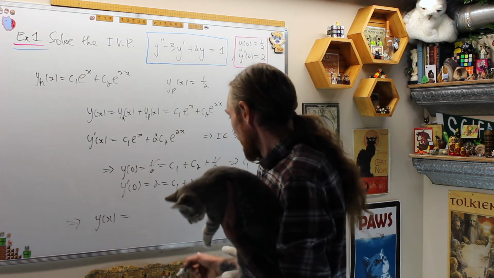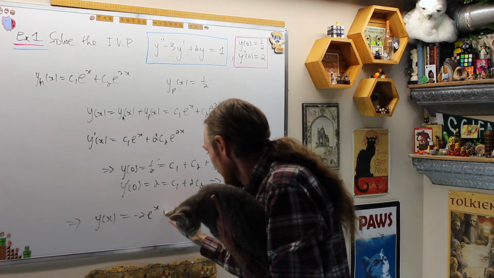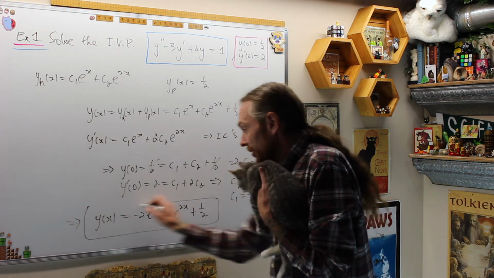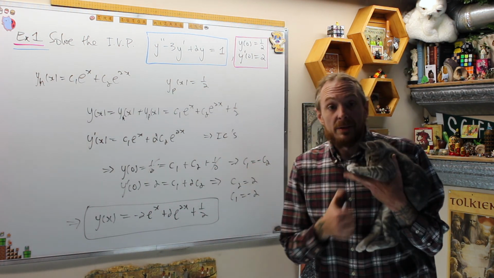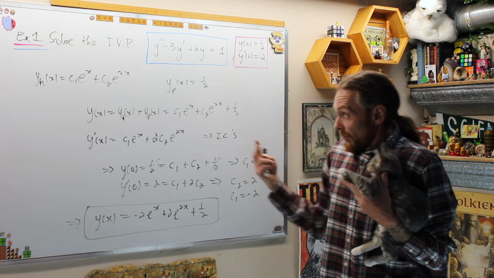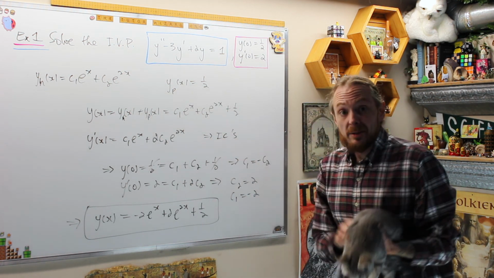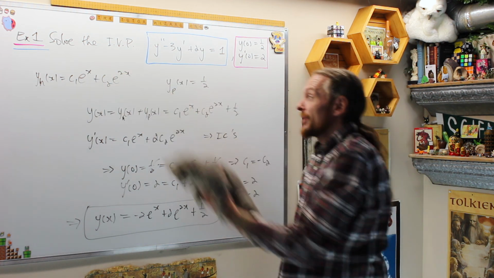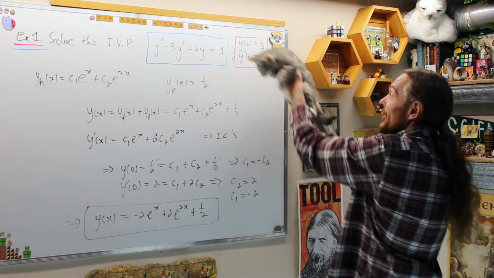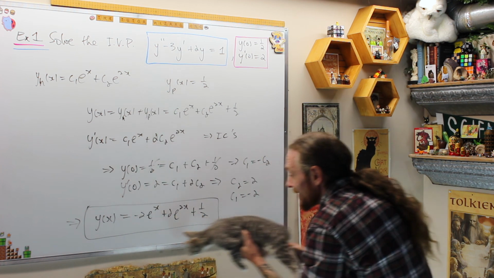So, what did that tell me? That tells me that this is negative 2 e to the x plus 2 e to the 2x plus 1/2. I did it 3 different ways. It doesn't matter which method you use, and whether you put the roots this way or that way, or which method of undetermined coefficients or variation of parameters you use. Once you have a homogeneous solution and a particular solution and initial conditions, the unique solution is always this guy.